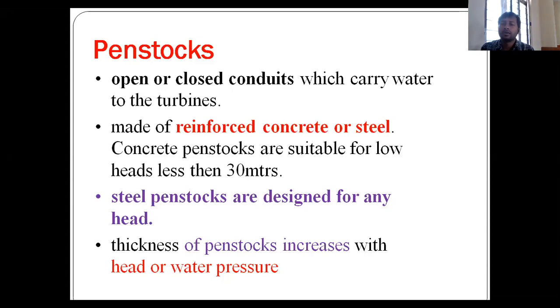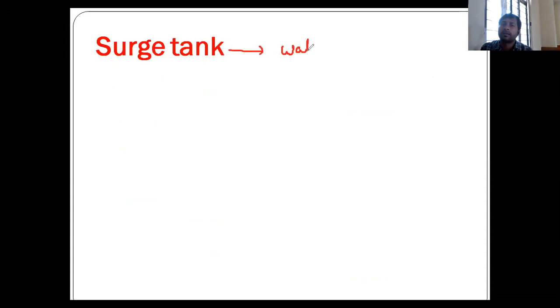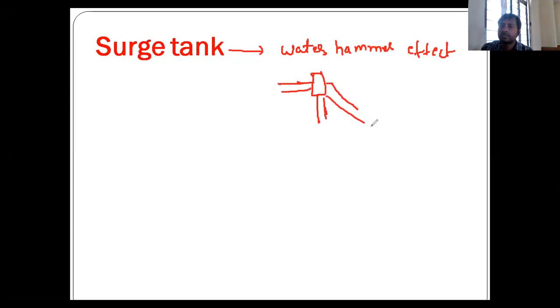And the next one is the surge tank. The surge tank overcomes the water hammer effect. I'm repeatedly saying this water hammer effect because it is most important. The water hammer effect is the effect when, for example, this is a surge tank, and the water will be released like this. This is a penstock, and this is the turbine.